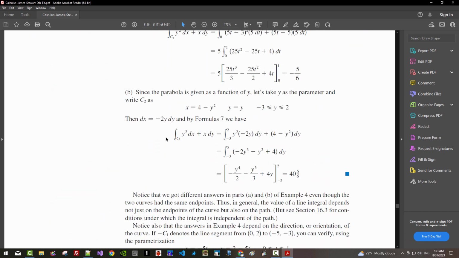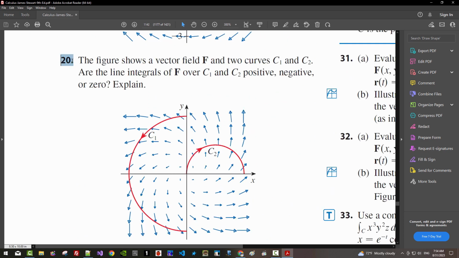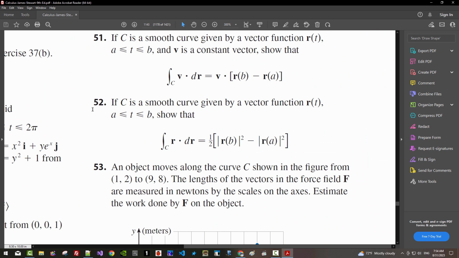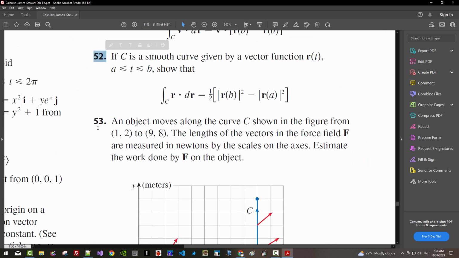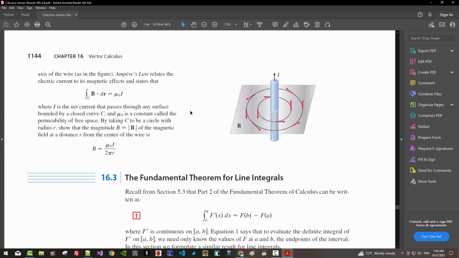Scroll down. Section 16.2 Exercises. We will solve problem 20. Also, scroll down. We will solve problem 52, problem 53, problem 54. In problem 54, we solve Ampere's law. This problem.